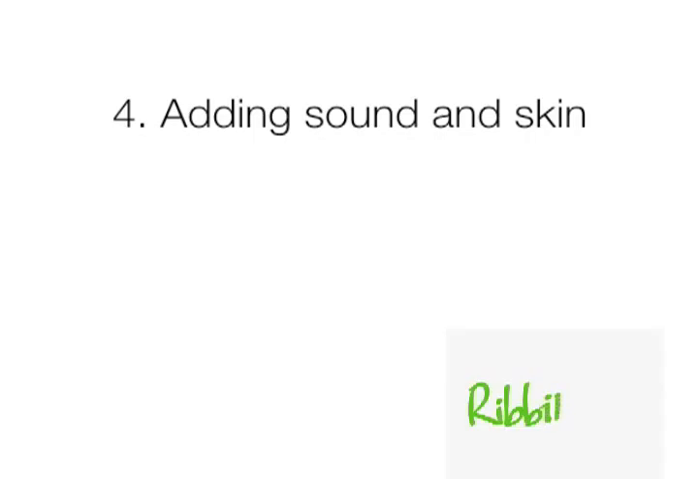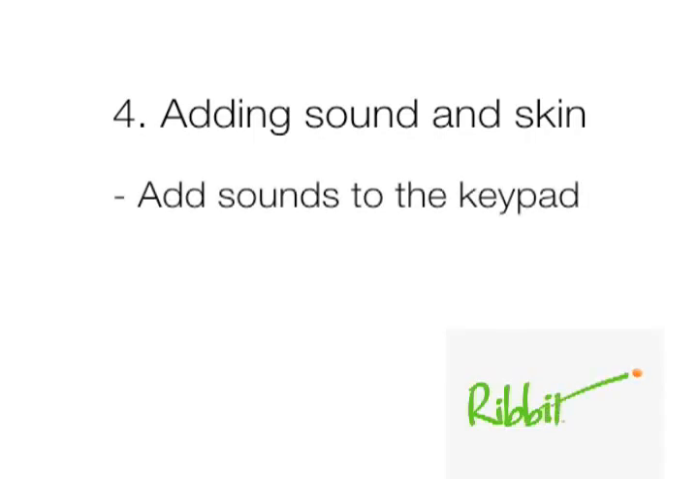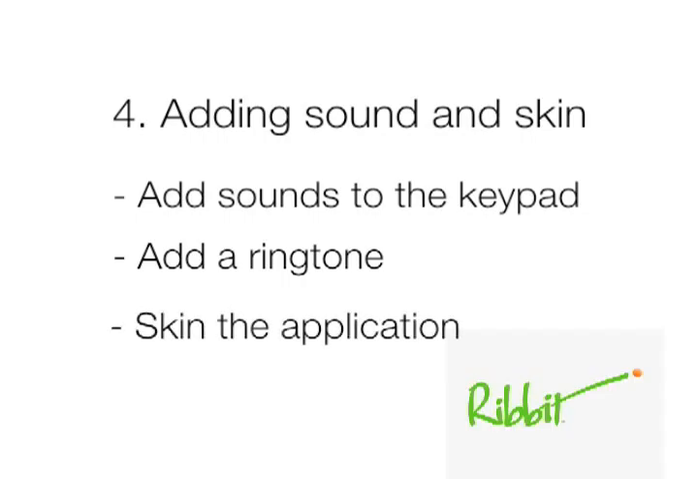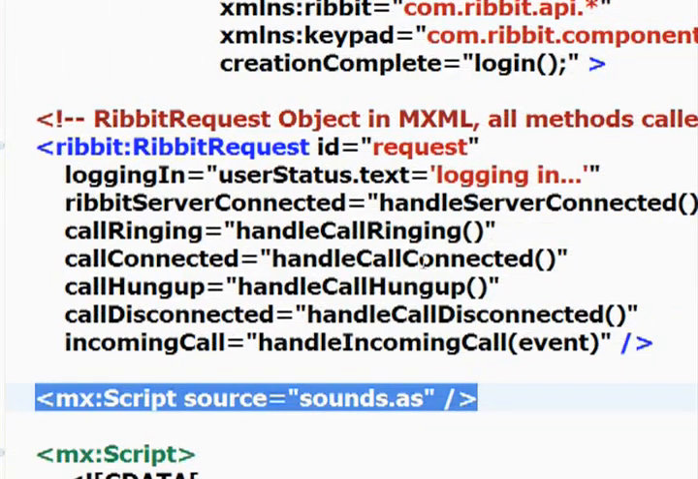So first, we're going to add sounds to the keypad component and add a ringtone. Then next, we're going to skin the application using a scale 9 skin. So the first thing we're going to do is add some sounds so that when you press a number on the keypad, it will actually play a sound. We'll also add a ringtone so that when an incoming call is coming in, we can play a ringtone. All of these sounds are going to be MP3s.